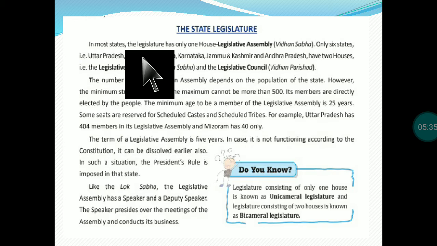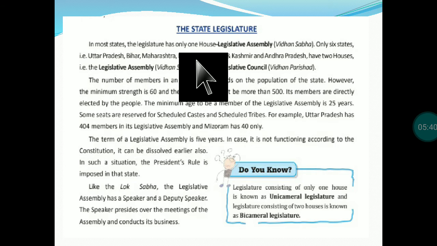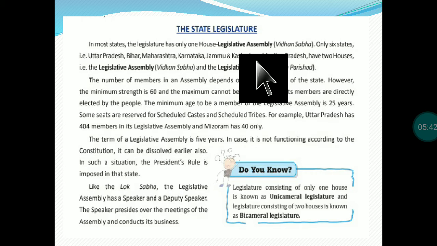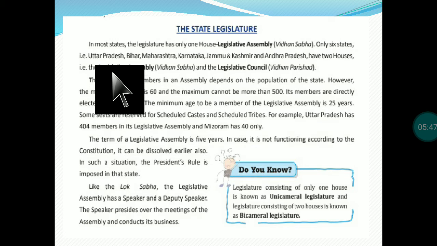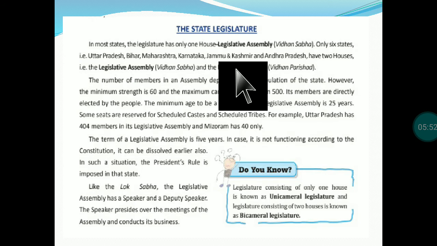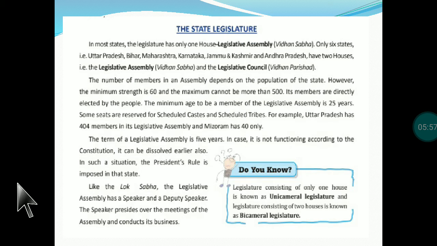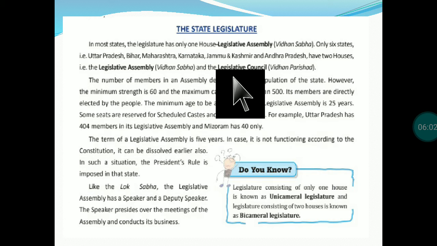Next, we have here the state legislatures. In most states, the legislatures have only one house, and some states have two houses. Here are the states where we have two houses: Uttar Pradesh, Bihar, Maharashtra, Karnataka, Jammu and Kashmir, and Andhra Pradesh. But Jammu and Kashmir has right now become a union territory, so here we don't have this bicameral government.